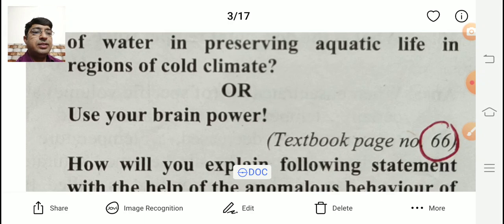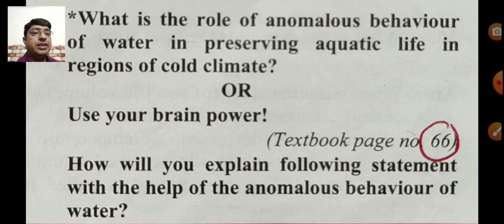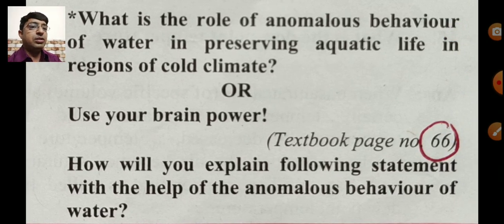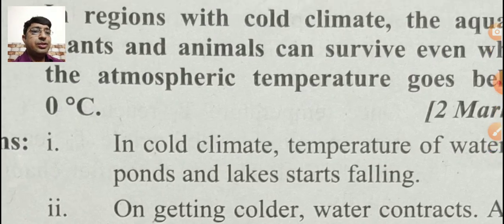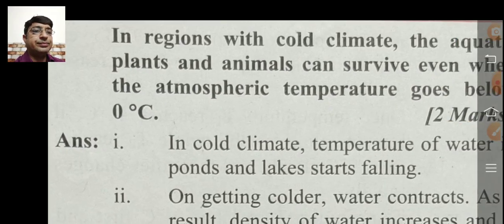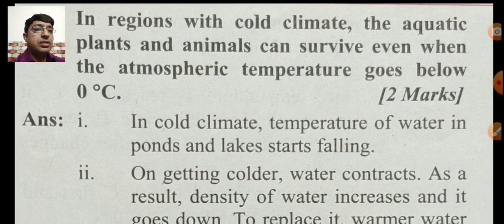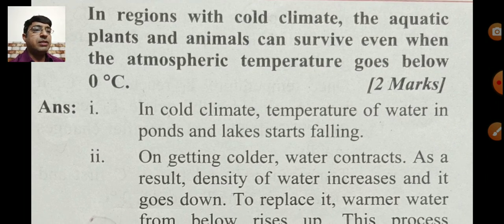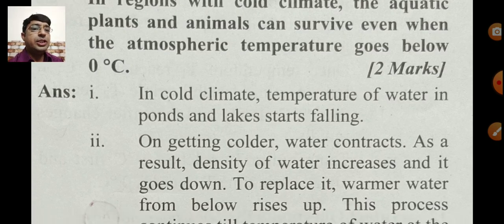Check here. This is the first question given on the same page. I will explain this statement with the help of the anomalous behavior of water. The question is asked in this way: what is the role of anomalous behavior of water in preserving aquatic life in regions of cold climate? So the question is mentioned here. See here. In a region with a cold climate, aquatic plants and animals can survive even when the atmospheric temperature goes below 0 degrees Celsius.